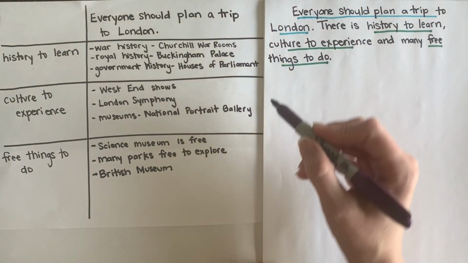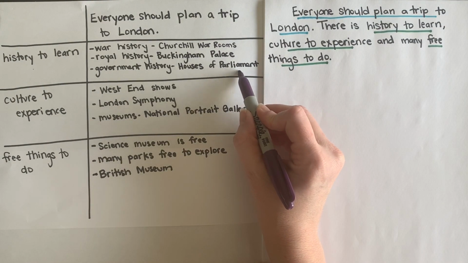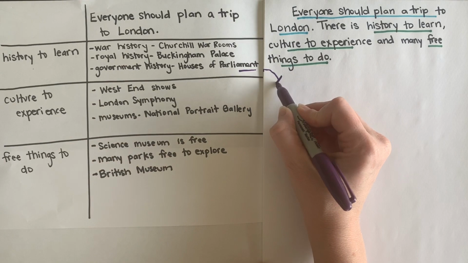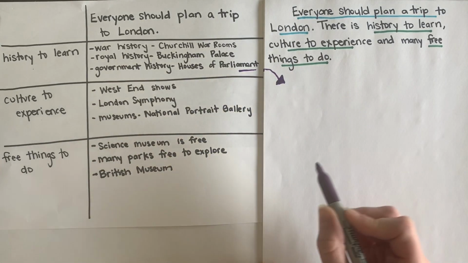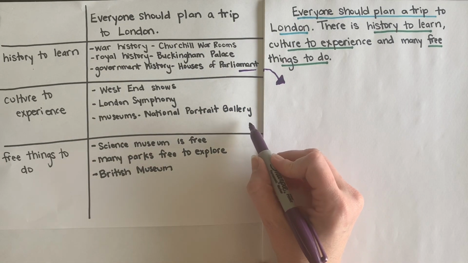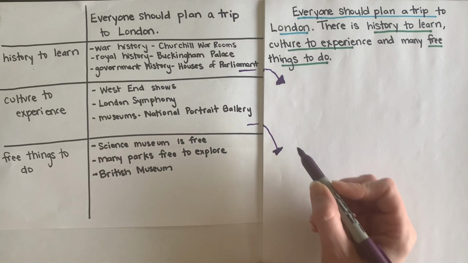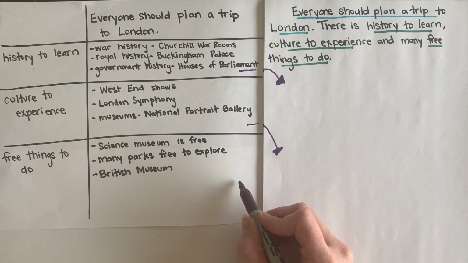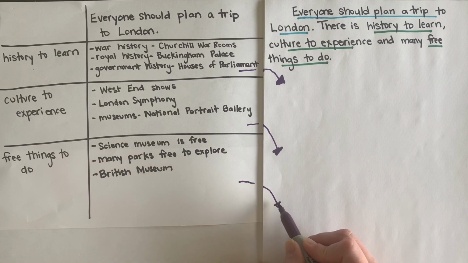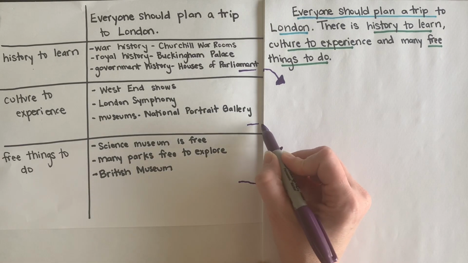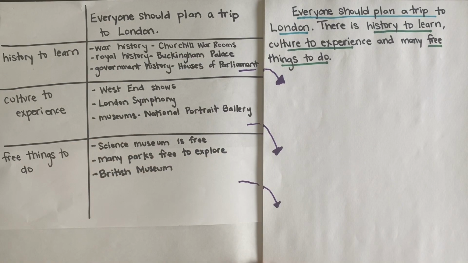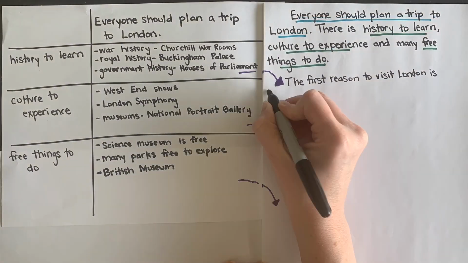So the second paragraph would be a chance to take these reasons about the history to learn and turn that into a paragraph. The third paragraph is when we can take our reasons for the culture to experience and turn that into a paragraph. And our fourth paragraph would be looking at turning the free things to do into a paragraph, including those details. So let's take a look at how to write one of those paragraphs.